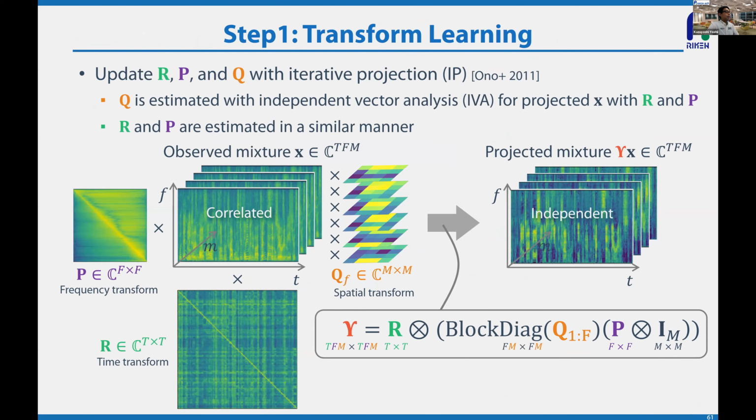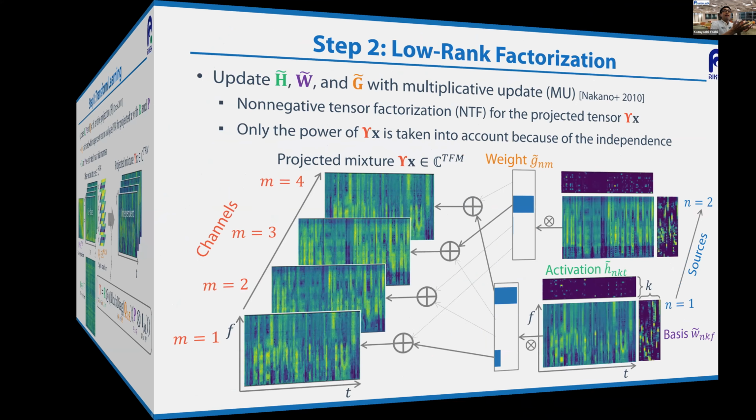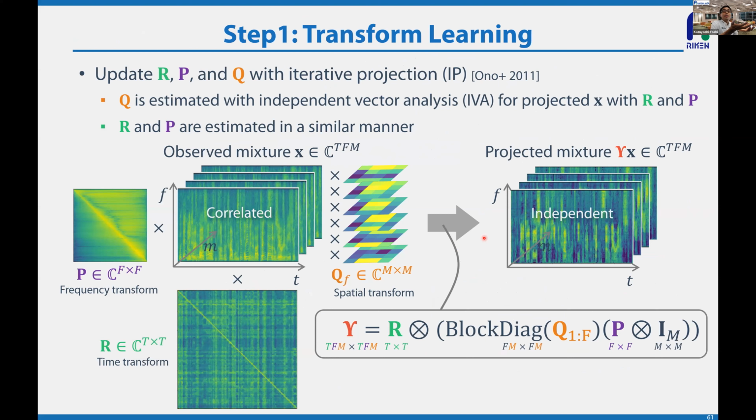Okay, so as in FastCTF, for parameter estimation, two steps are iterated until convergence. In the first step, we perform transform learning. In this first step, we have to estimate P, R, and Q one by one by using the technique of IBA as used for FastCTF, right?